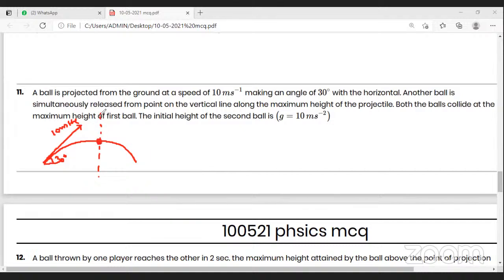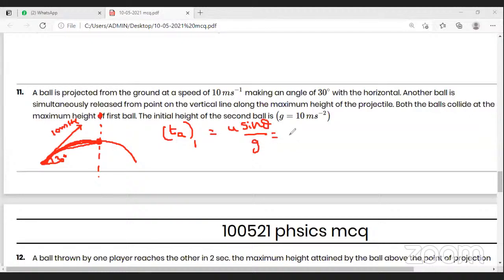Here, the second ball was projected from some other point above this projectile motion along the maximum height line. Then whenever this particle comes here, the other particle also comes here and both will collide. That is given, and the question is the initial height of the second ball. What is the time taken for the first ball to travel from here to here before collision? That is the time of ascent only, no? Time of ascent for the first ball. What is the formula? U sin theta by g.